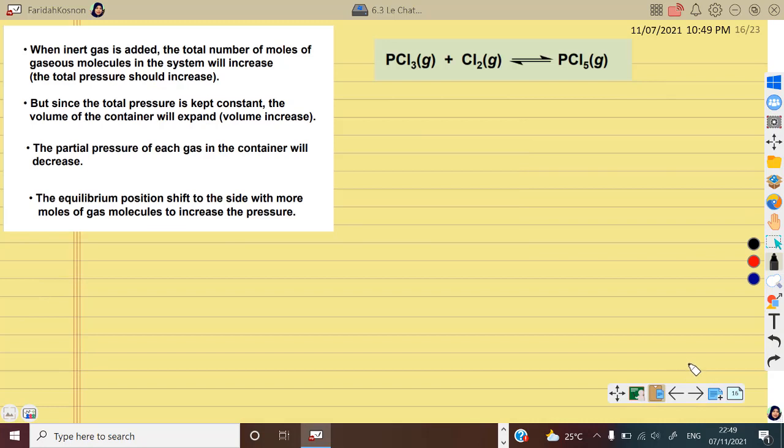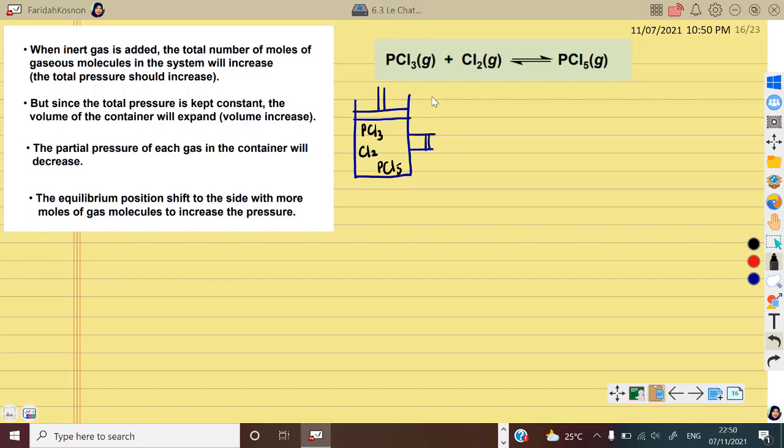Okay, so kita lihat gambar rajah ini. Sekarang ni saya bantu awak dengan menggambarkan lah. Okey, sekarang before adding inert gas, sebelum saya tambah inert gas, maksudnya ini inlet untuk inert gas nantilah. Apa yang ada dalam sistem ni? Saya ada PCl3, saya ada chlorine gas, saya ada PCl5. So sistem sekarang dalam equilibrium.